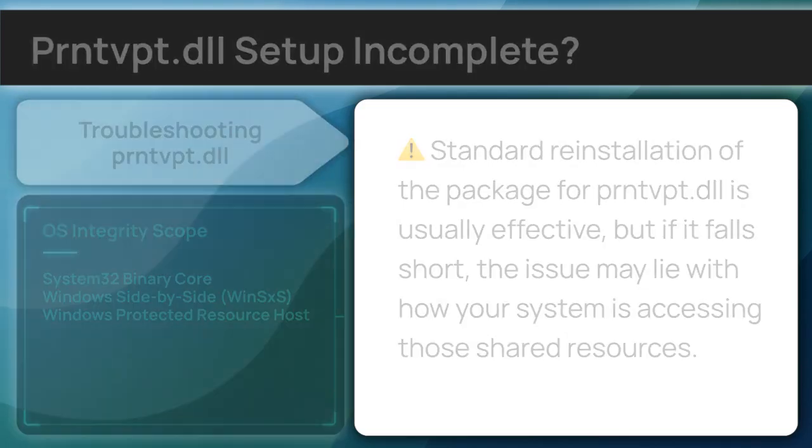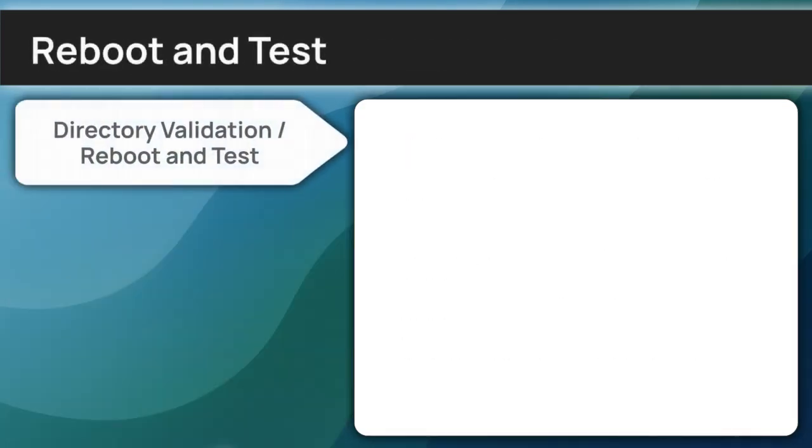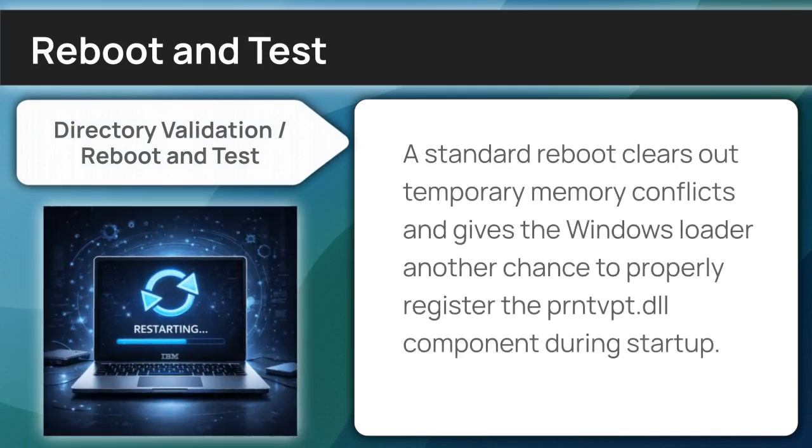initialization. A quick reboot can determine if the error is transient. While it won't fix a deleted file, it can re-establish the connection between your software and the Prntvpt library file if the path was temporarily busy.